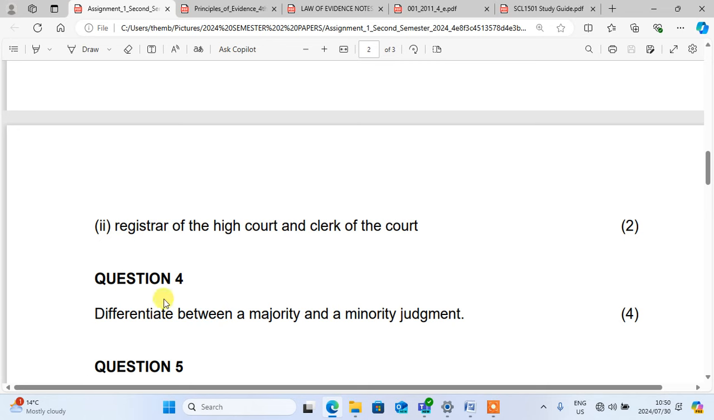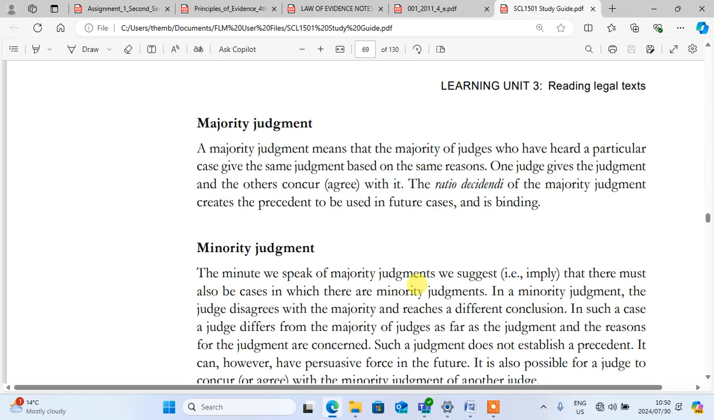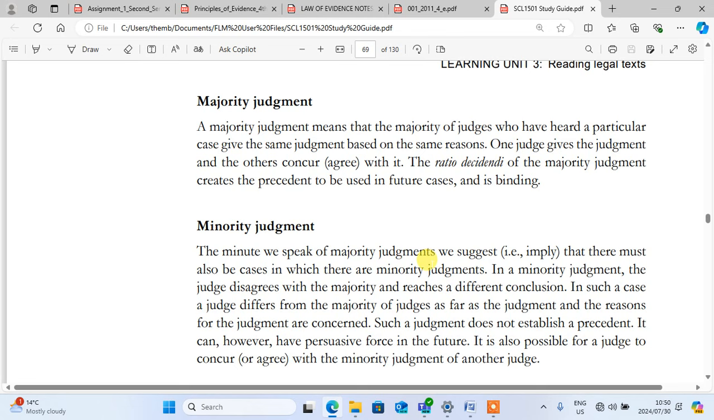Then question 4, differentiate between a majority and minority. Here in unit 3, you will see majority and minority. So you will come and summarize for yourself. I don't want to deal much with something that you can actually summarize yourself. It's not a bigger thing, this one.